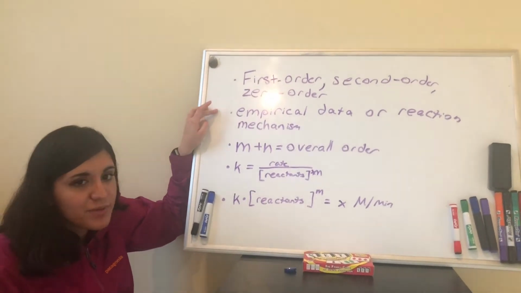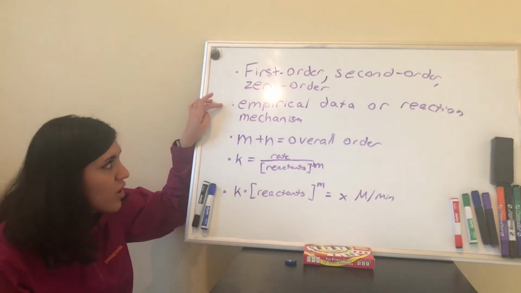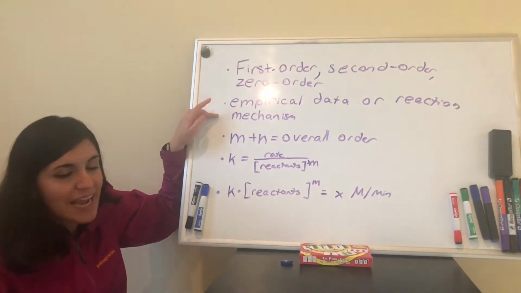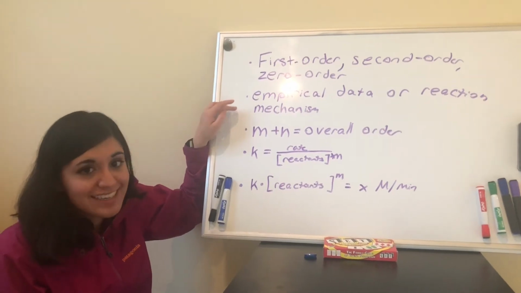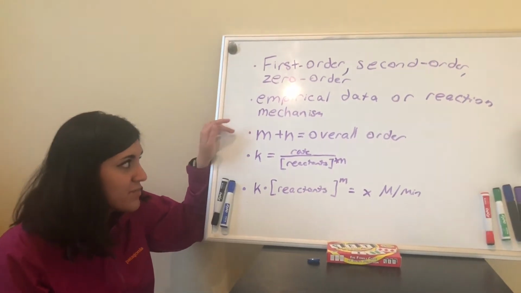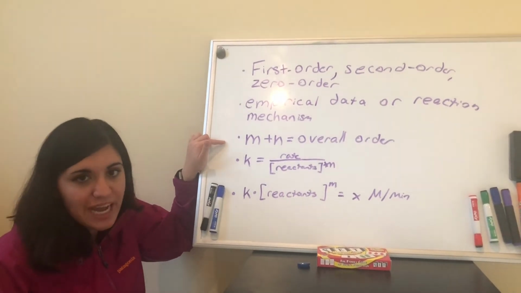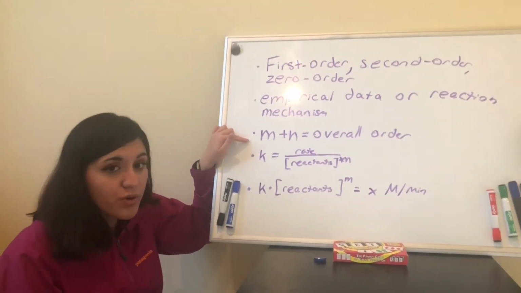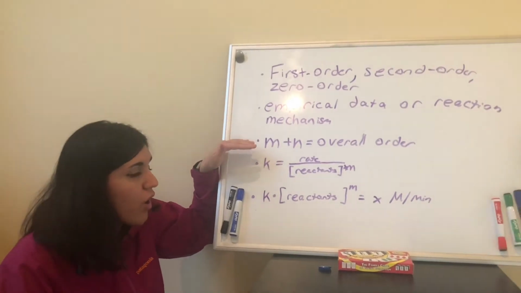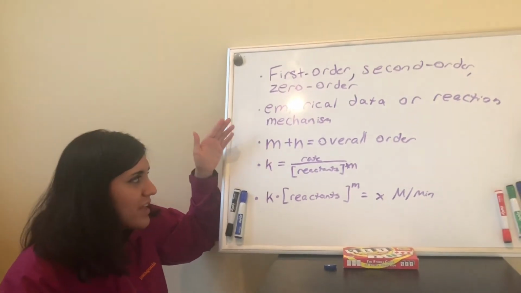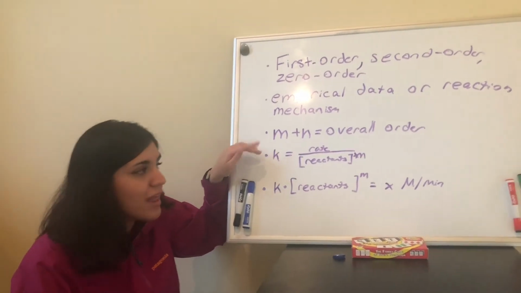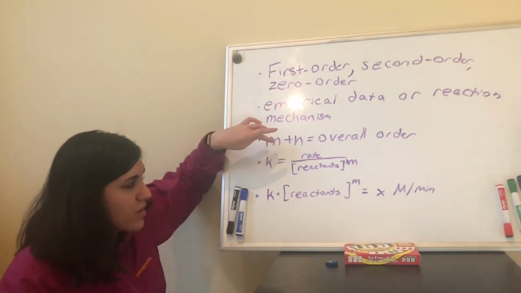So the only way to find the reaction order or reaction rate law is to use empirical data or a reaction mechanism. You can't just look at the balanced equation itself. And finally, when you have all of your orders for each individual reactant, the overall order of that reaction is equal to the sum of all of those orders.